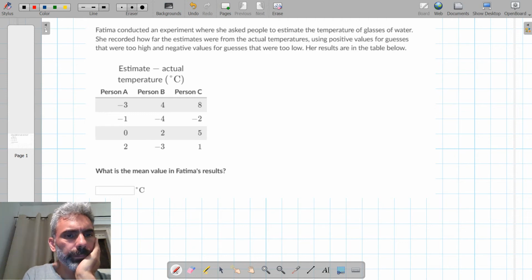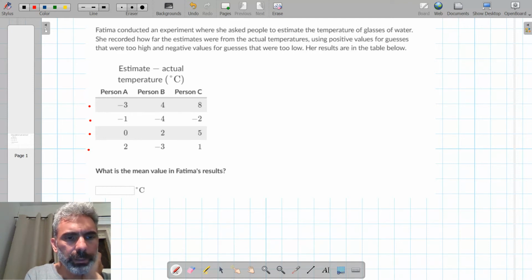Okay, so each of these rows represents a glass of water. Person A was 3 degrees Celsius too low. Person B was 4 degrees Celsius too high, and person C was 8 degrees Celsius too high.